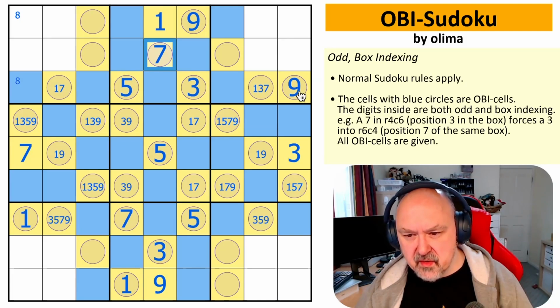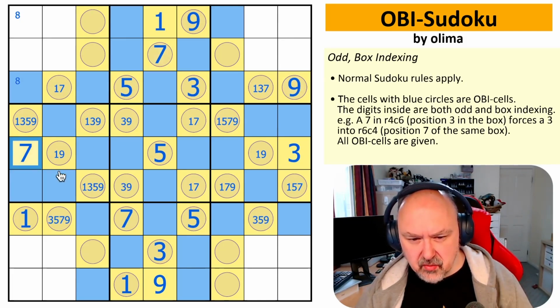Yeah. 9 here is self-indexing. 7 is not indexing at all. 5 is self-indexing. 1 is self-indexing. 7 and 1 are indexing off of each other. 3 and... No. And okay.